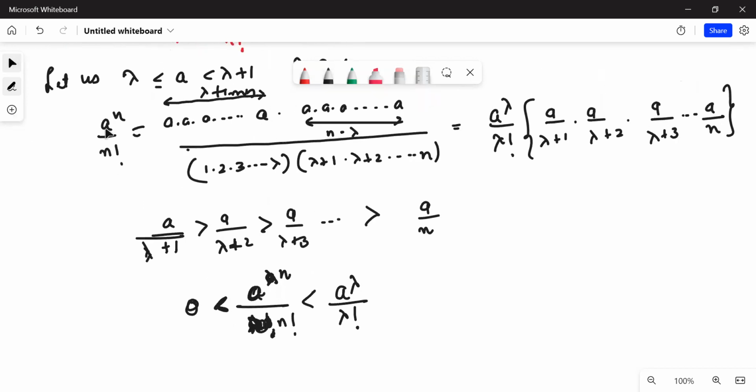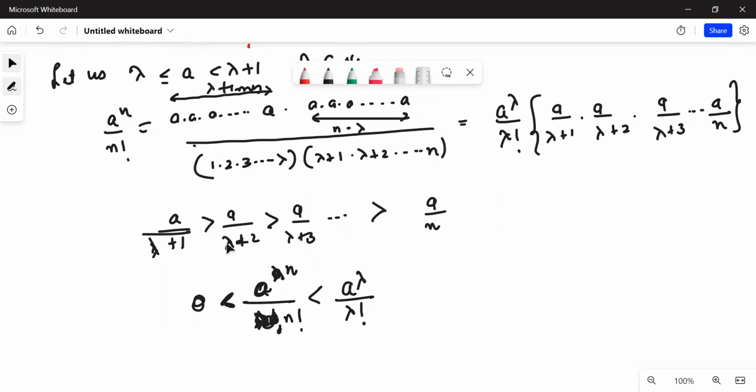Just pay attention to this. The a ki power n upon n factorial is equivalent to a ki power lambda upon lambda factorial. And if I want to bring inequality, what I'll do, just look at this. So this is a upon lambda plus 1, fine. But now a upon lambda plus 2 would be greater, or a upon lambda plus 1 would be greater? Clearly, a upon lambda plus 1 would be greater as compared to a upon lambda plus 2. So instead of a upon lambda plus 2, I'm now writing a upon lambda plus 1.